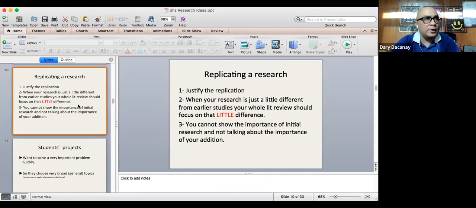Now, there are aspects in the selection of the topic, replicating a research. Pwede naman yun, but you have to be able to look for the comments and the recommendations in the research. You have to justify why you are replicating the research. When your research is just a little different from the earlier studies, your whole literature should be focused on that little difference. And the third one, you cannot show the importance of the initial research and not talk about the importance of your addition. So again, you have to be able to discuss and talk about that research and why you will still be able to do it.